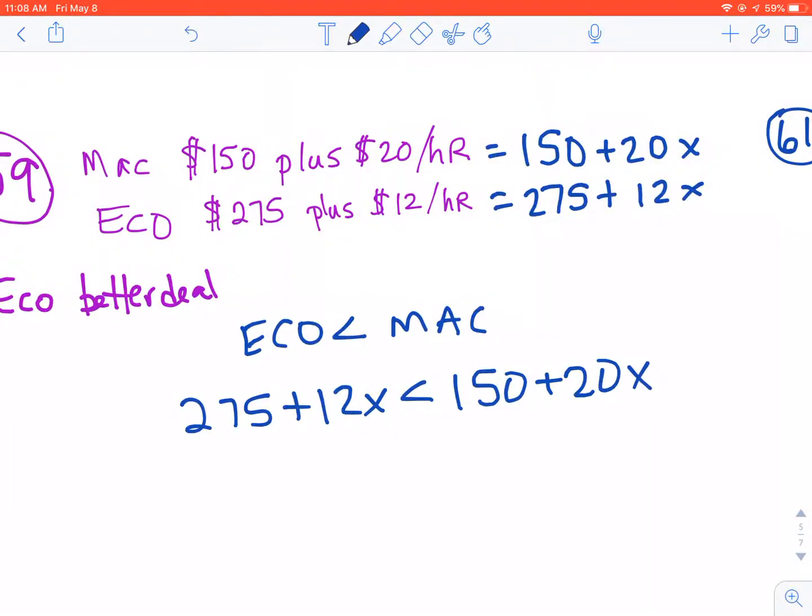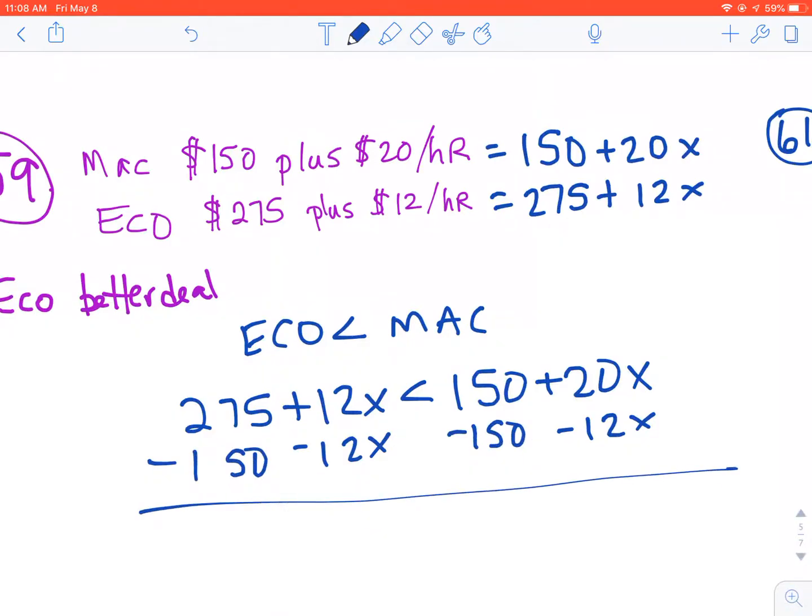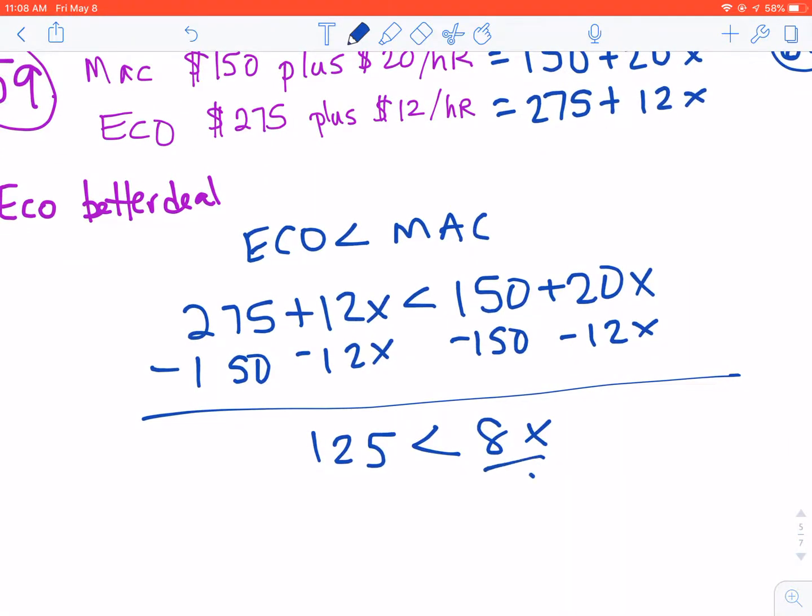And then I just solve. So I would subtract 12x just to make it positive, 12x, and then subtract 150, subtract 150. So I get 8x is greater than, what is that, 125. Divide by 8. 125 divided by 8 is 15.625, 15 and 5/8.